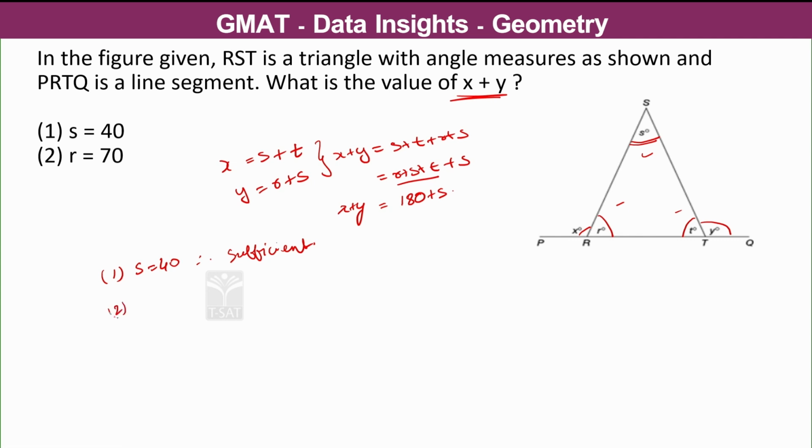And statement 2 tells us R is equal to 70, but here we do not know what S is because we do not know what T is. We are neither given the value of T or S. Therefore, since we do not know the value of S, this information is not sufficient to answer the question. Therefore, the answer is answer option A, where statement 1 alone is sufficient to answer the question, but statement 2 alone is not sufficient to answer the question.